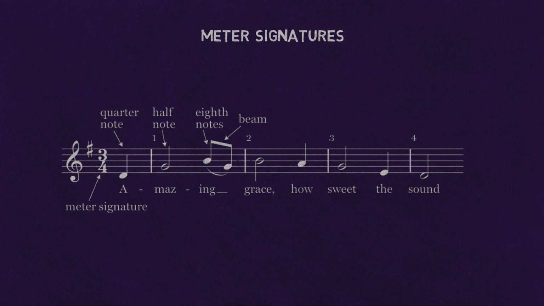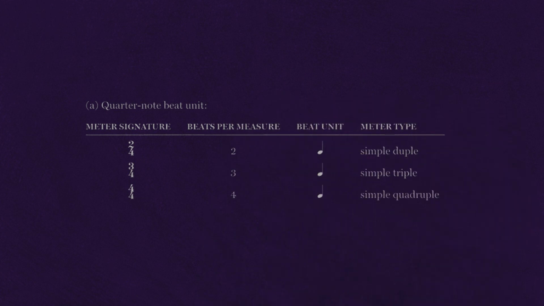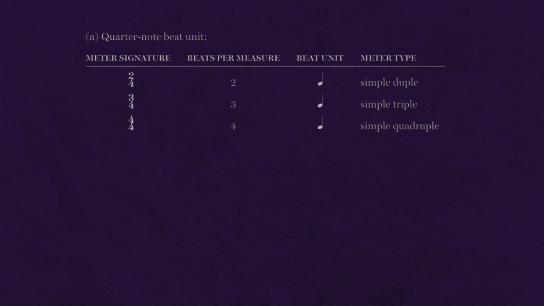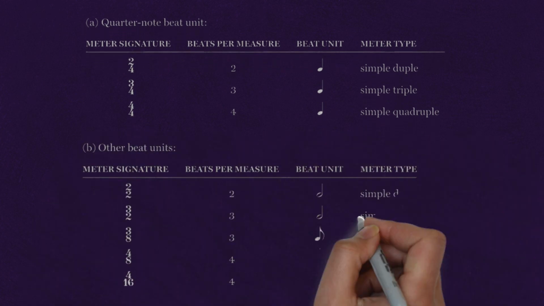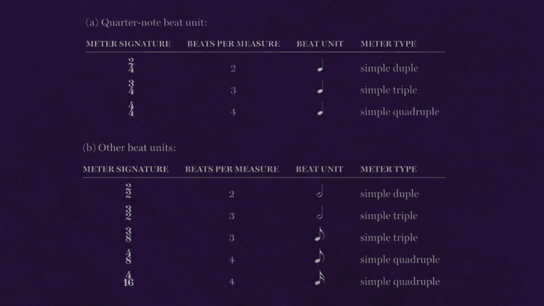Meter signatures are written with 2 numbers, one above the other, as in the figure. In simple meters, the upper number tells how many beats are in a measure. This number is 2, 3, or 4, to represent simple duple, triple, or quadruple meter. The lower number indicates the beat unit, which note gets 1 beat: 2, half note, 4, quarter note, 8, eighth note, or 16, 16th note.